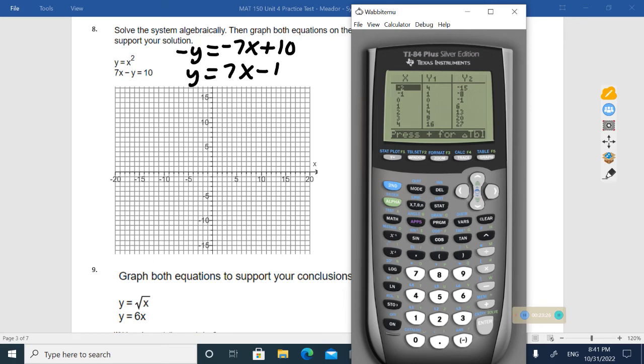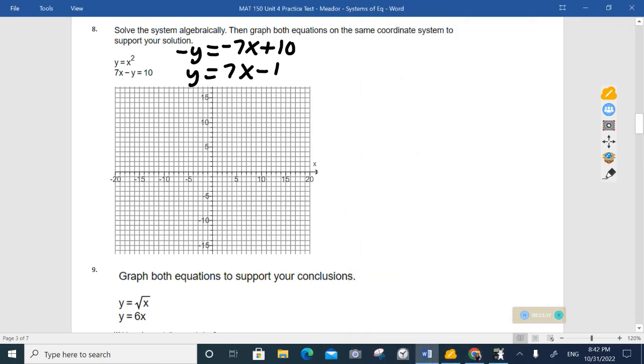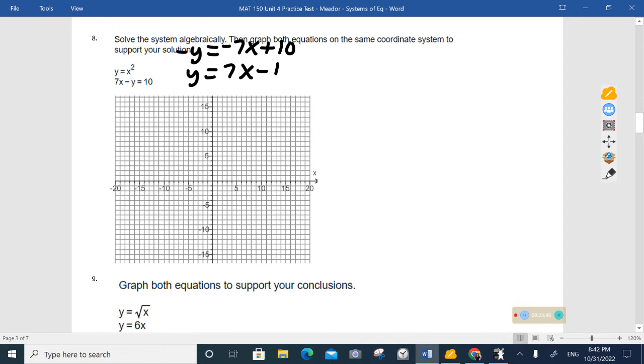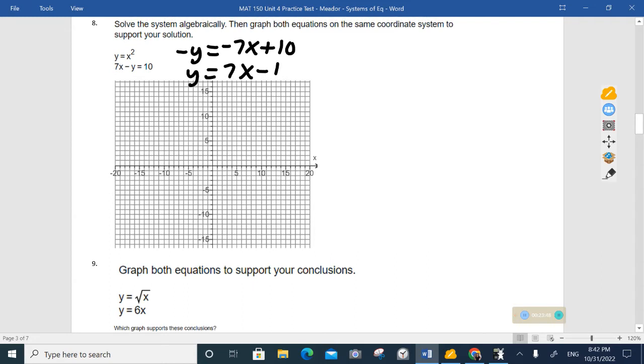Okay, and our y2 is our equation of our line. Now I'm looking for y values that are equal to one another, and I'm not seeing anything nice. Okay, I'm not seeing nice numbers. So it looks like we are going to have to do this algebraically. So let me minimize this. All right, and algebraically, we're going to take the first equation, what y equals there, it equals x squared, and we're going to substitute it in for y right here. So in the second equation, I have 7x minus y, well y is x squared, equals 10.